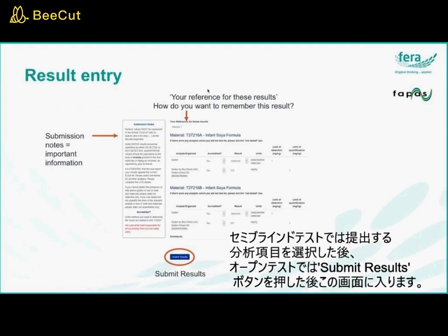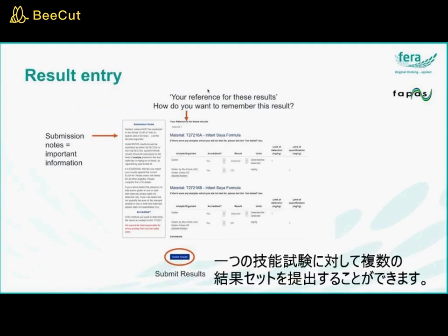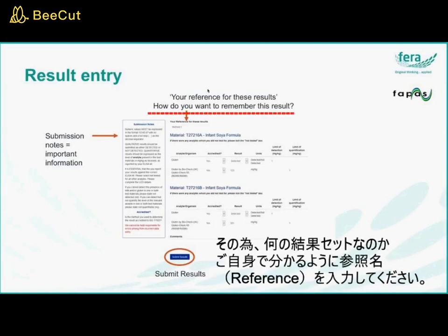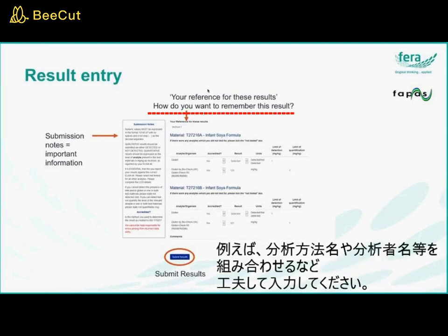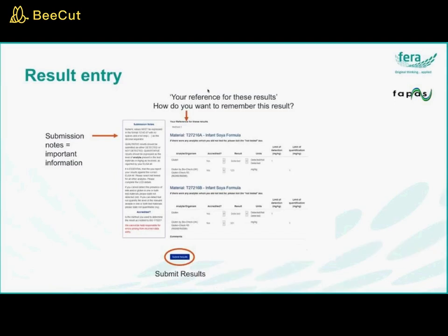In addition to submitting one result, you might want to submit several results, and you might want to understand what is the difference between the results that you've submitted. Therefore, at the top of this page, your reference for these results. This is how do you want to remember this result? What does it mean to you? Is it for a particular analyst or technician in your lab? Is it for a particular method? That's up to you how you want to identify it.